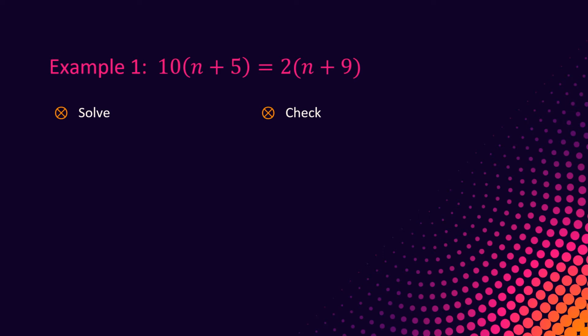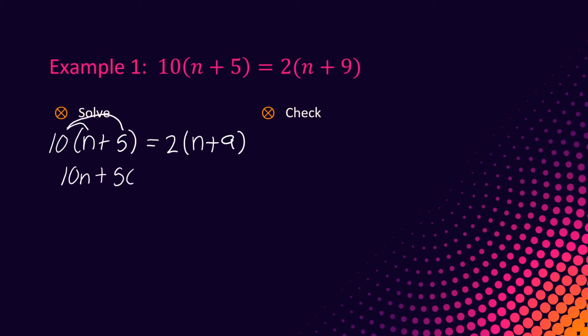The first step really when you're solving any equation is to get rid of all of your grouping symbols. So in this case, we have two sets of grouping symbols, which means that we're going to have to distribute to get rid of them. On the left-hand side, we can distribute the 10, and we'll get 10n plus 50. And then on the right-hand side, you'll just distribute again. So you'll do 2 times n, and then 2 times 9.